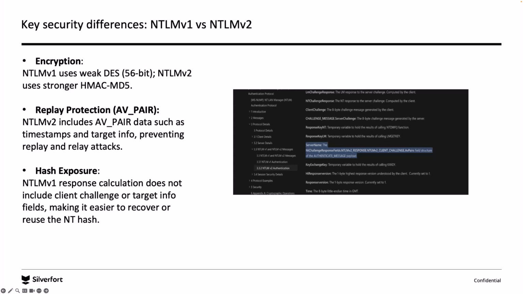And lastly, the hash exposure. NTLM version 1 response calculation does not include a client challenge or target info fields, making it easier to recover or use the 56-bit NT hash DES key. Any questions?